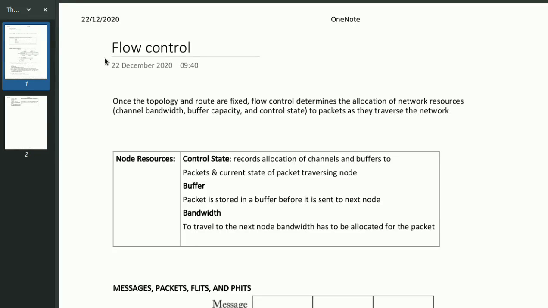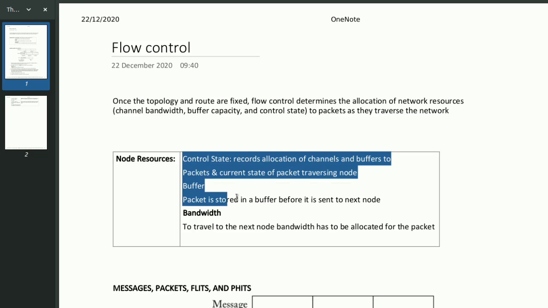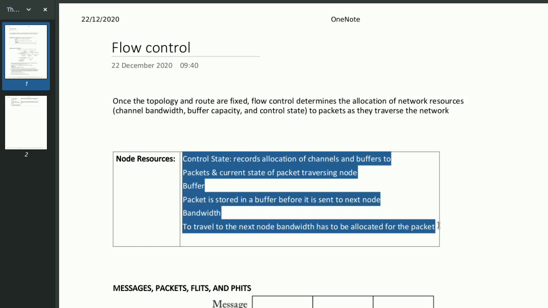So guys, once we are done with topology and routing and they are fixed, we can proceed with the flow control. So flow control determines the allocation of network resources. There are different types of resources such as channel bandwidth, buffer capacity and control state to the packets. So flow control provides these resources to the packets as they traverse through the network.